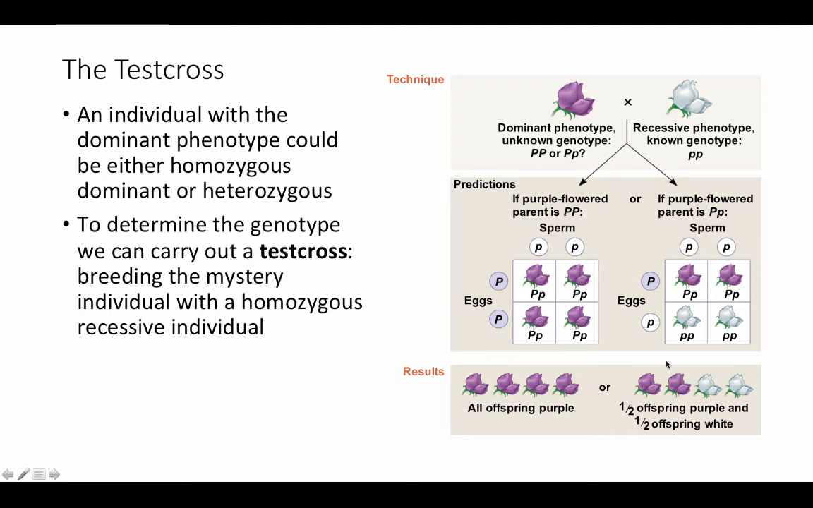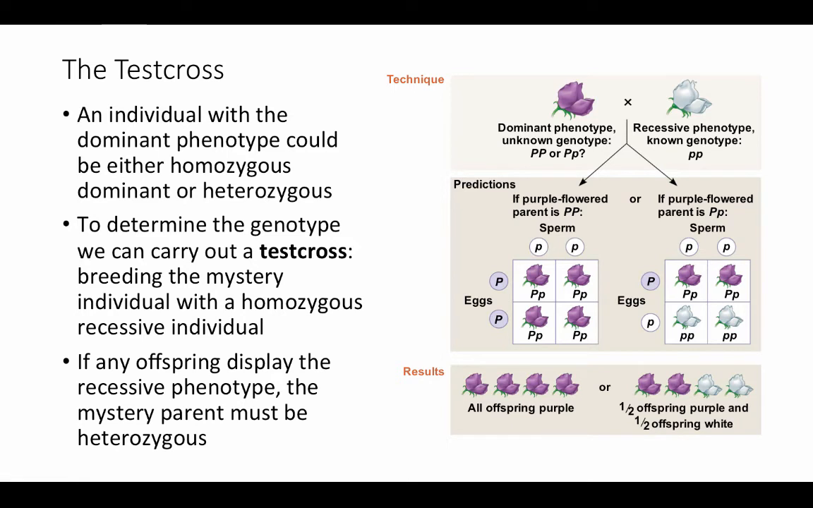If it's a heterozygote, you can again use the Punnett square to make a prediction of what the offspring should look like. So if it's a heterozygote, it's got a big P and a little p, so you're going to put that along one side. The little p is from what we know is our recessive homozygote, and so when you combine the big P and little p, you get purple. Big P and little p, you get purple. But then there's going to be little p with little p to get white. So if this mystery individual was a heterozygote, you expect half and half purple and white flowers. So if any of the offspring display the recessive phenotype, you know that you must have a heterozygote.